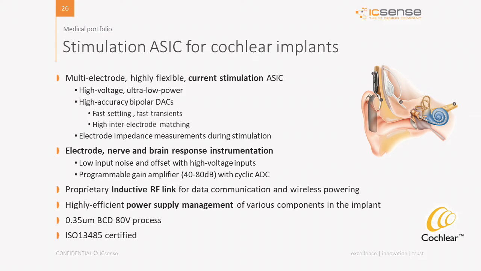A second example that we have developed for a customer called Cochlear. For this one, we have developed a stimulation ASIC for cochlear implants. The main functionality of the chip was a multi-electrode, highly flexible current stimulation. We have very accurate digital analog converters. Also, we are measuring the electrode impedance during stimulation so that we can measure the impedance of the cochlear by doing so.